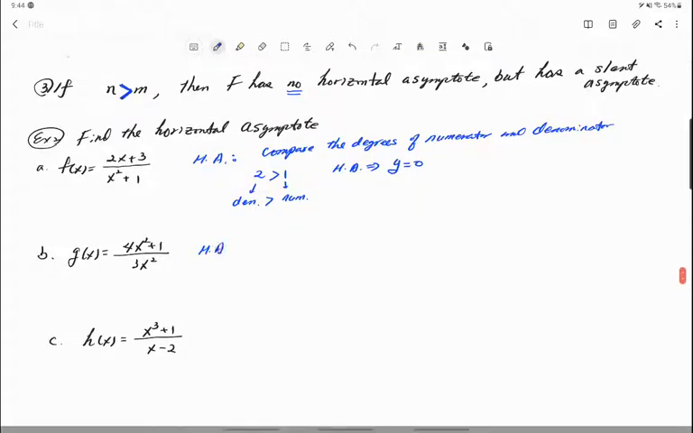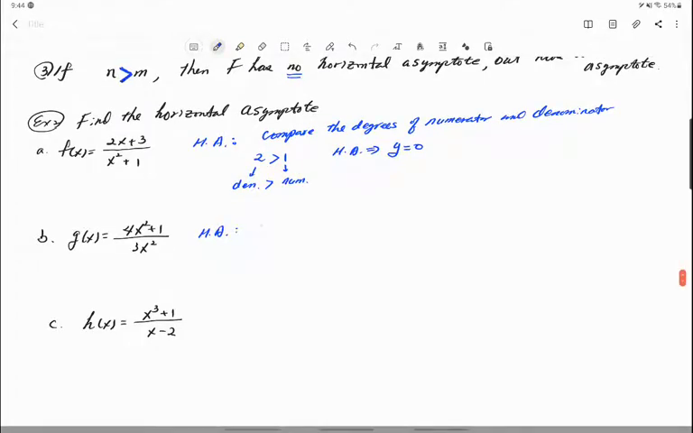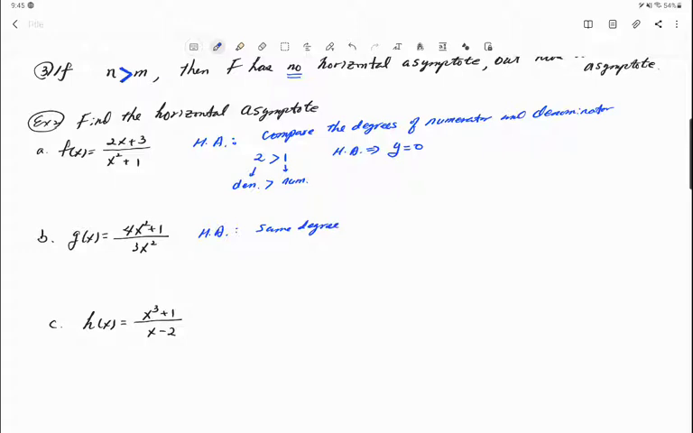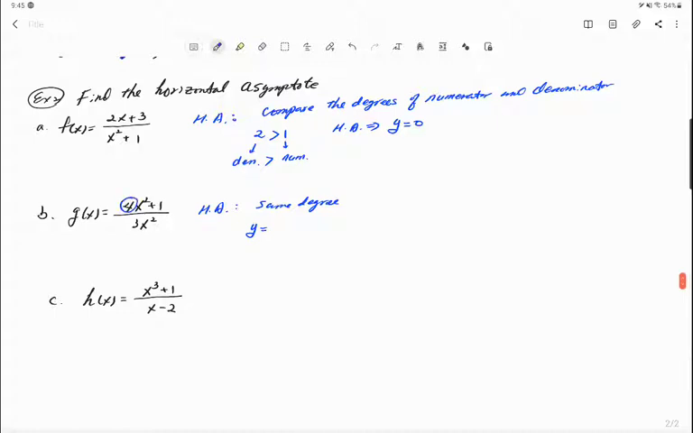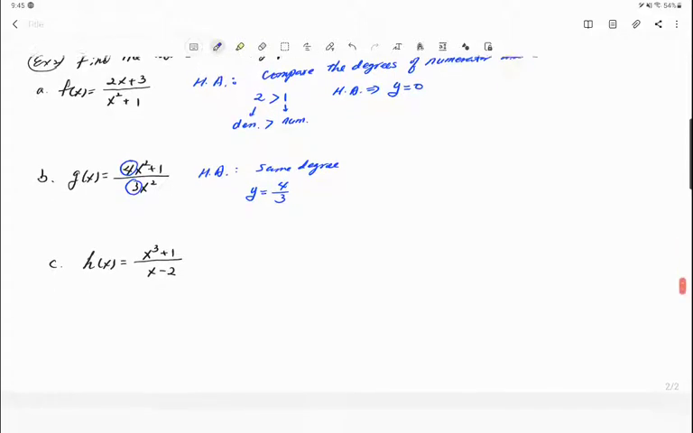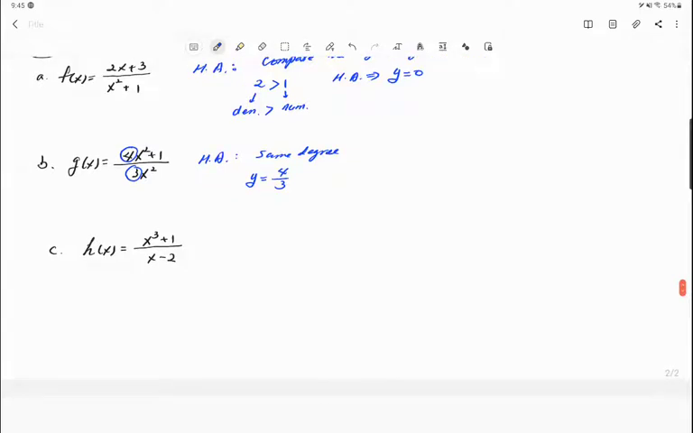The degrees are the same. Same degree, right? So what? The horizontal asymptote y equals the ratio of the leading coefficients, 4 over 3. Isn't it really simple? Okay, how about this one?